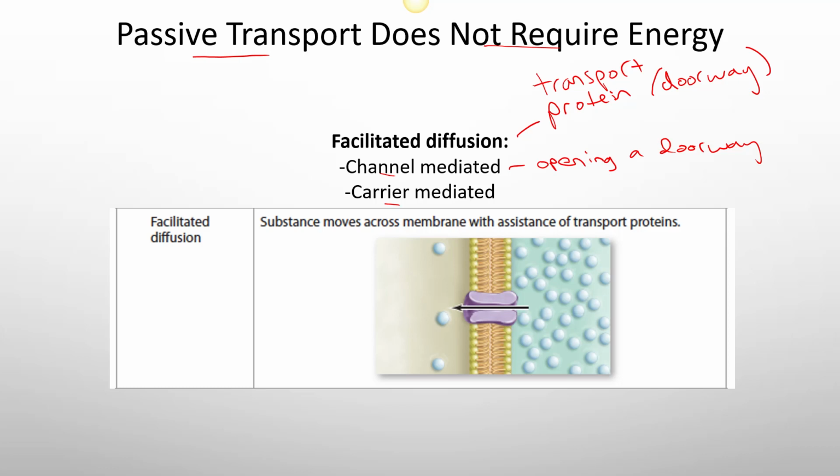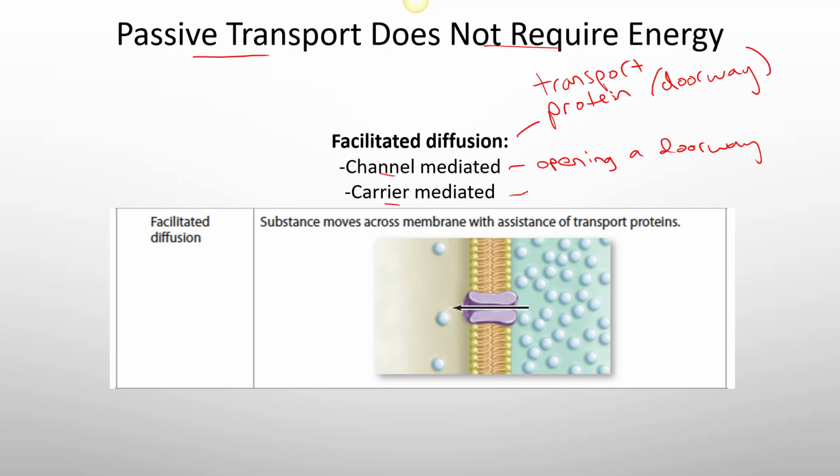But this channel is specific to what can pass through. So we have sodium channels, potassium channels, chloride channels, glucose channels. So they're very specific in what can pass through. Just like my door is specific to only allowing students through that are registered in the class.